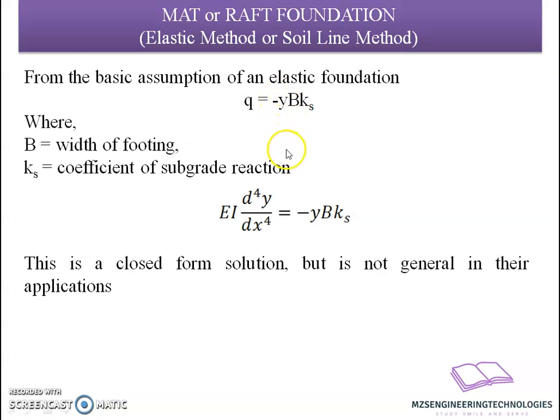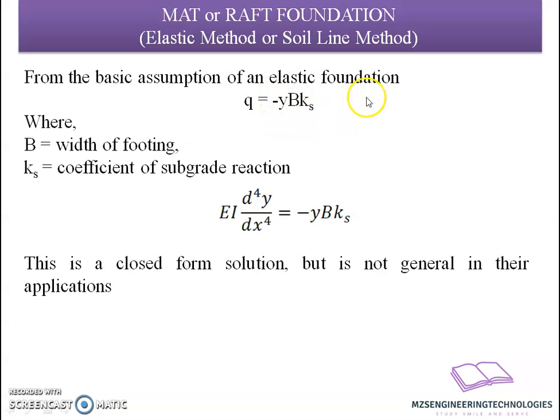The deflection in the downward direction. It's going to be in the downward direction, that's why the negative sign applies here. B is the width of the footing and k is the stiffness. It means the stress carrying capacity is directly related to the stiffness and the deflection which we have.